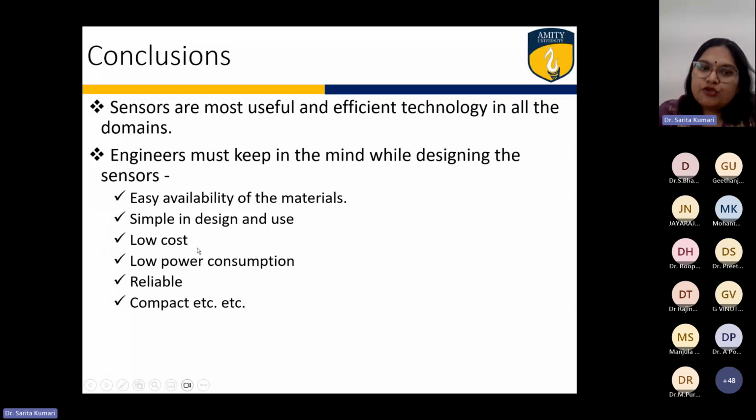Again, it should be cost effective. There should be low power consumption for any instrument or for any sensor. If I am talking about instruments, every instrument will have some kind of sensing device, right? That is why I said low power consumption of any instrument. The sensor is also one of the parts of the instrument. So it should be reliable. Again, the size is also a very important part of sensor designing.